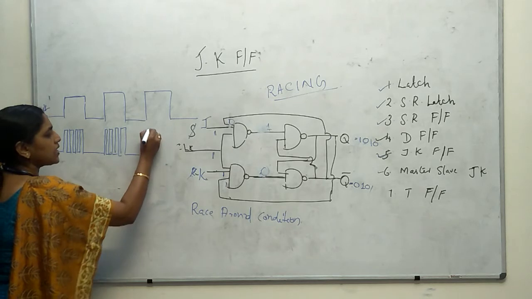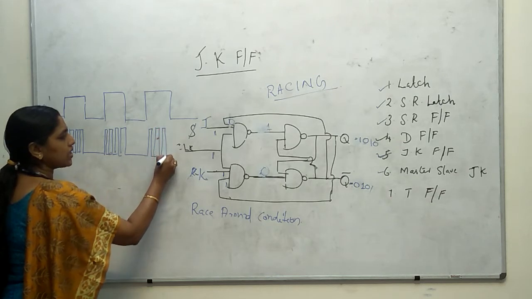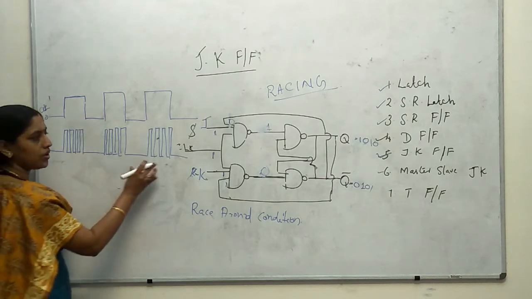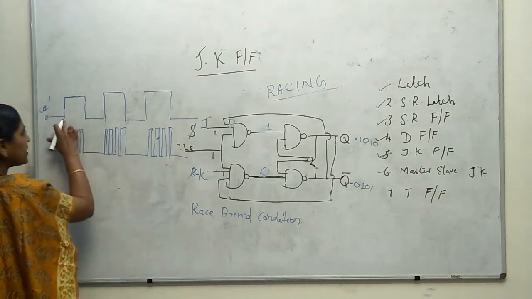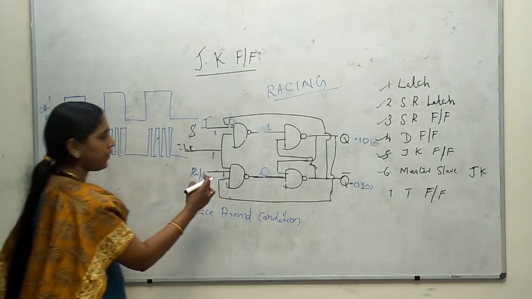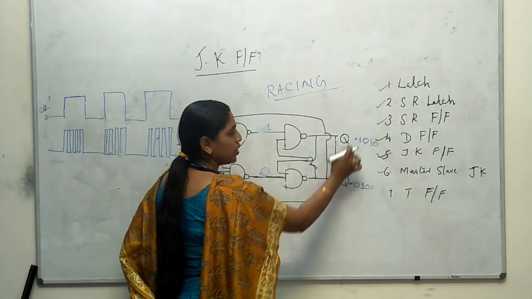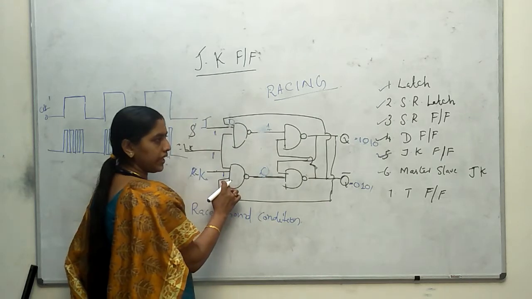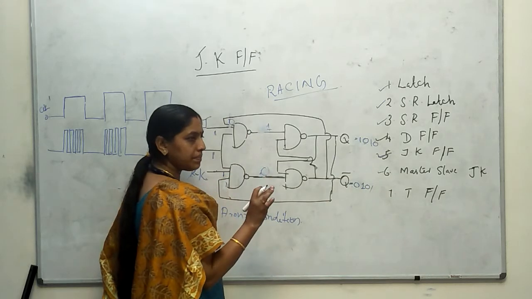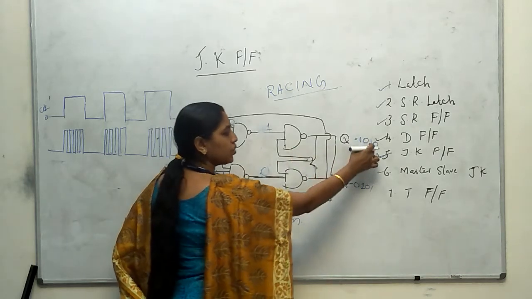So this is the particular problem, known as a racing condition. I think from this figure you understood what the race around condition is. As long as the clock is high, the output will toggle a number of times. When J and K are equal to 1, initially assume that Q is 1 and Q bar is 0. Whenever we feed back that input, this becomes 0 and 1. Then again assume that the clock is high, it will give feedback to the system, so it will again go to 1 and 0.